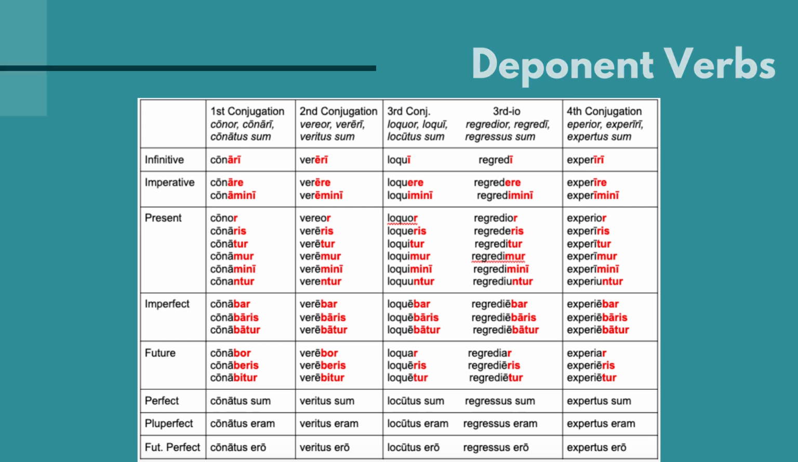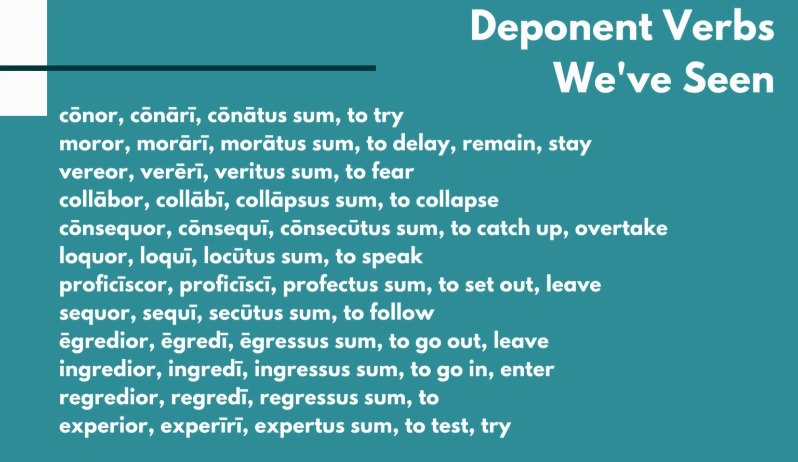That's the only trick. Okay, this is a list of the deponents you've seen so far in Ecce Romani. And again, notice how they all have 3 parts and they're all using passive endings. So you have, again, to try, to delay, to fear, to collapse, to speak is an important one, right? Loquor, sequor, to follow. These are all things you just want to be familiar with. You don't necessarily have to memorize them. You can if you want, but you're going to keep adding to these every chapter.